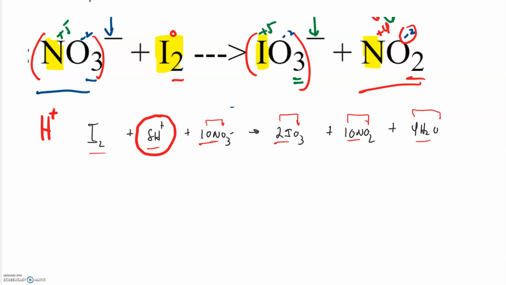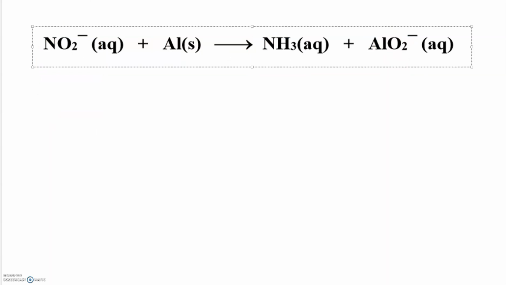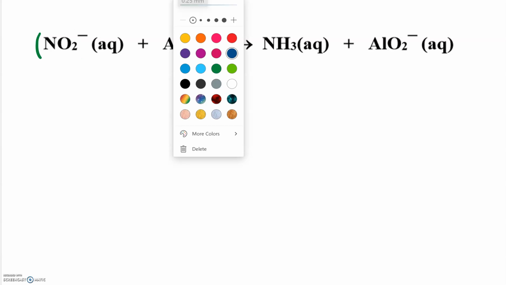So let's take an equation here and see what's going on. So let's balance this one under basic conditions, and we'll start just like we did with acidic conditions by assigning oxidation numbers. So that means that we're going to need to pay attention to some rules. We know that oxygens are always -2.